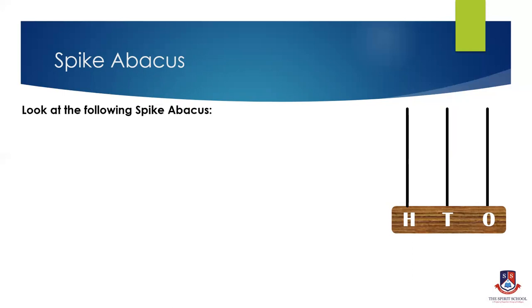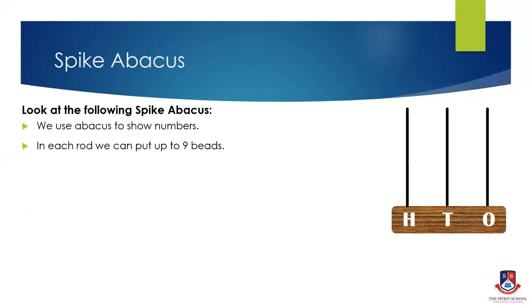So if we can reinforce what was a spike abacus. Spike abacus is a tool, an instrument used to show numbers, and in each rod we can put up to 9 beads. So each of these, you're looking at these rods, either we can call them rods or we can call them spikes. So in each spike or rod we can put 9 beads. Now, as I have briefed recently, each spike is represented by a letter, and the letter represents the position value shown by that spike.